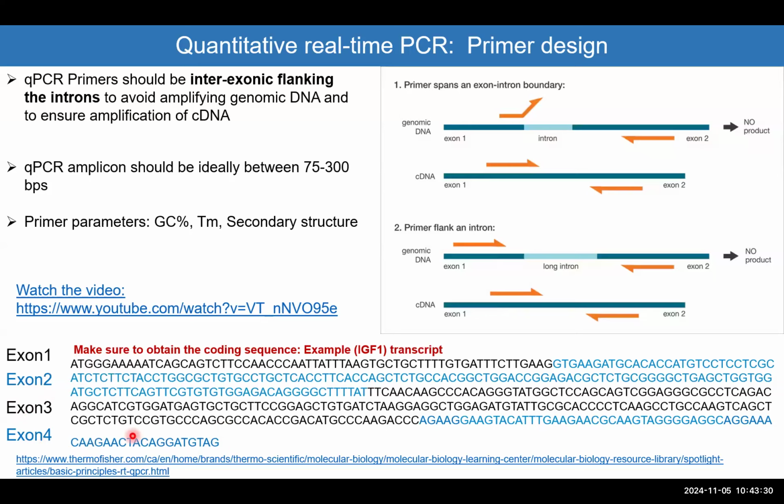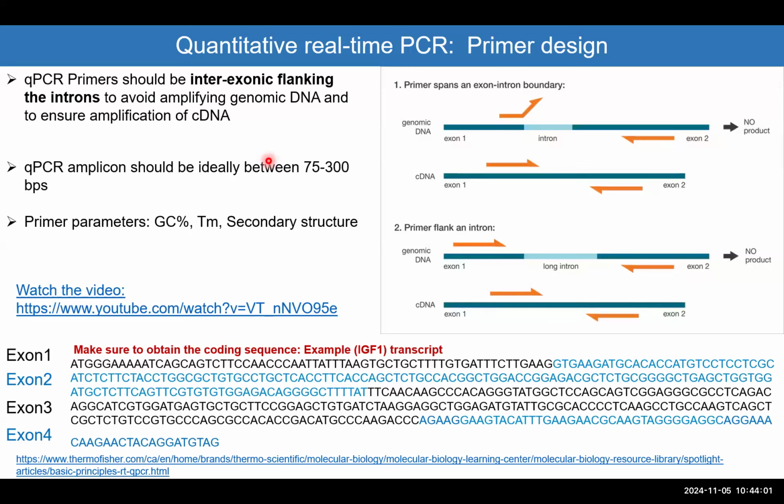Now this transcript has 4 exons. They are alternating in color from black to blue. So if I'm designing primers to amplify this transcript, I have to make sure that my first primer is within the black, forward, and then my reverse primer is within the blue, and the size is around 300 base pairs.